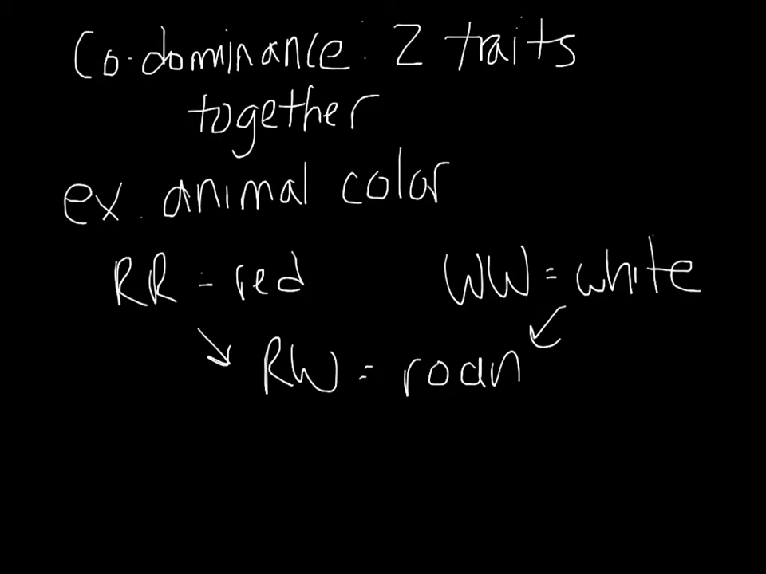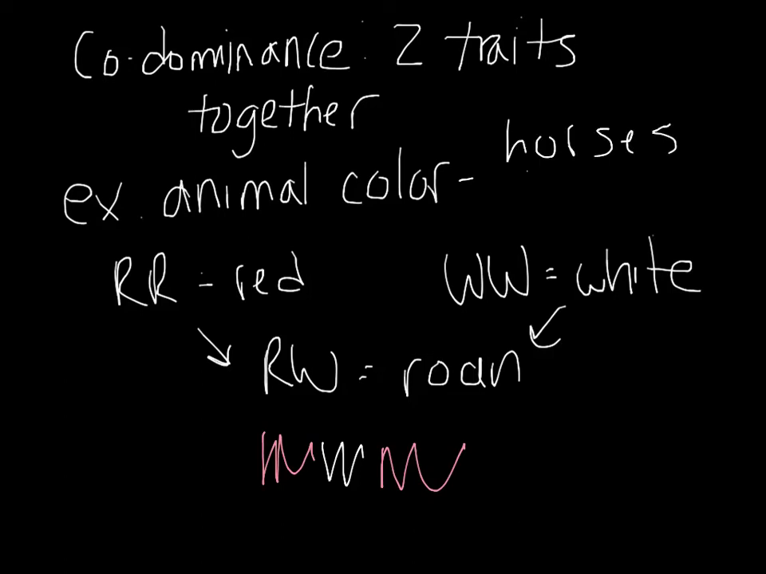Moving on, we can look at codominance. This is when there are two traits together. This is really common with animal color. For example, two copies of RR make you red. Two copies of WW would make you white. So if you put red and white together, that's roan. You actually have red hair next to some white hair, and they would show up at equal strength next to each other. That's something called roan. This happens a lot in things like horses, cows.